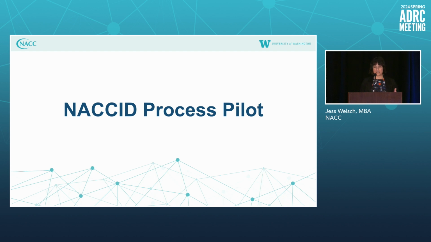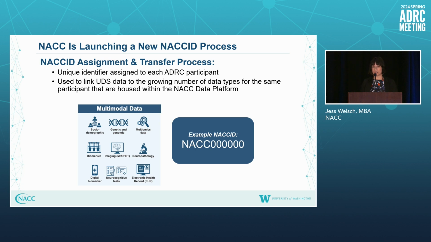All right, so I'm going to dive in a little bit to the NACC ID process pilot. So for the new NACC ID process, the whole point of this process is now to assign NACC IDs at the point of consent. And the reason behind this is this drive to become more multimodal so that data can come in different orders as it does in the real world. And assigning that NACC ID at the time of consent allows us to tie all of those data streams together earlier in the process. So it's that unique identifier that's used to link across all of the data streams that are coming in to NACC.